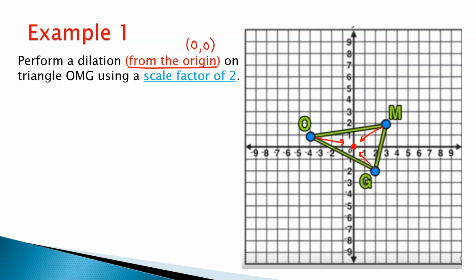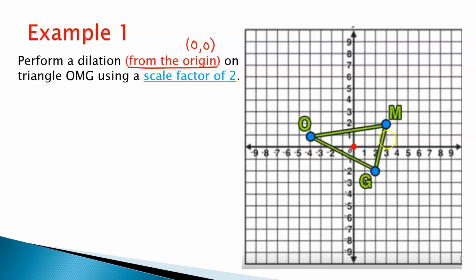So that's actually going to be example number 2. But right now, the idea is that the center, our origin, is where we're dilating from, and because it's a scale factor of 2, everything's going to start blowing up away from that center. Now, how do we actually perform the dilation? What do we actually have to do? Well, when it's from the origin, it's actually pretty easy.